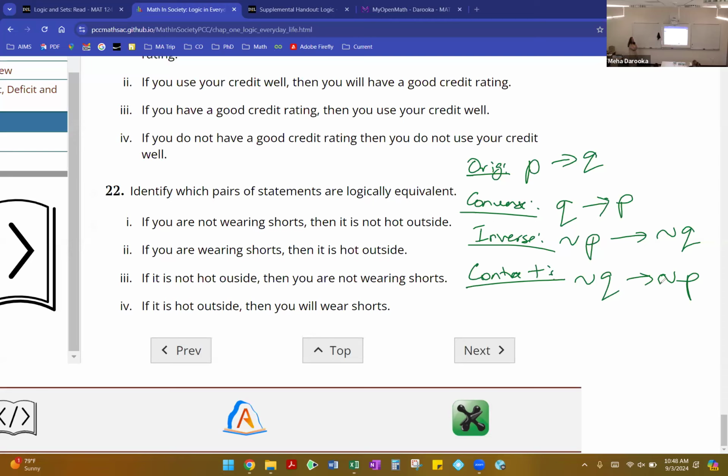Inverse, so you're saying not P implies not Q? Okay, if we're calling this the inverse, then this would be not P, and this would be not Q. That means we're assigning P as wearing shorts and Q as being hot outside. So what would you say is the converse here that goes with the inverse?